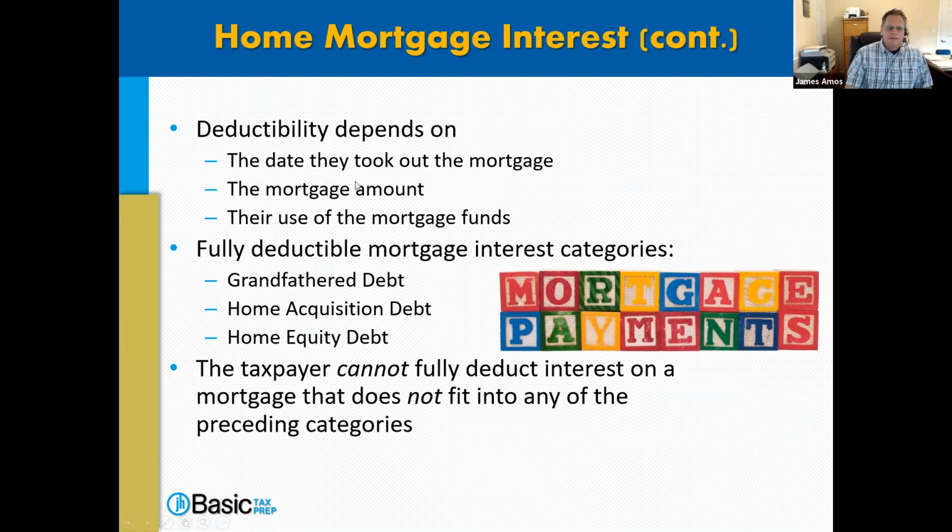And you only get to take it, this all depends on deductibility. This is what it says. Deductibility depends on the date you took out the mortgage amount, and how you used it. What we're saying is this. You had to have had the loan before the end of the year. You had to have paid some interest on the loan before the end of the year, and you had to have used the funds to buy the property.